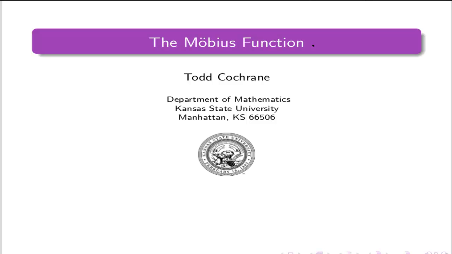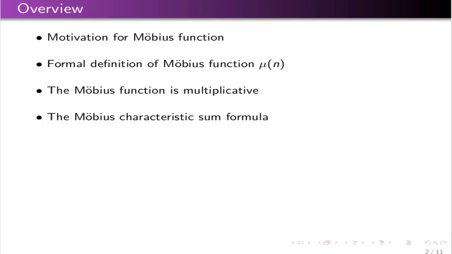In the next few sections, we want to look at properties of the Mobius function, including some of its applications and the Mobius inversion formula. First, I want to give some motivation for the Mobius function. Then we'll provide a formal definition. We'll want to show that the Mobius function is a multiplicative function, so add it to our collection of multiplicative functions. And look in particular at the characteristic sum formula for the Mobius function. So this is what gives it all of its utility.